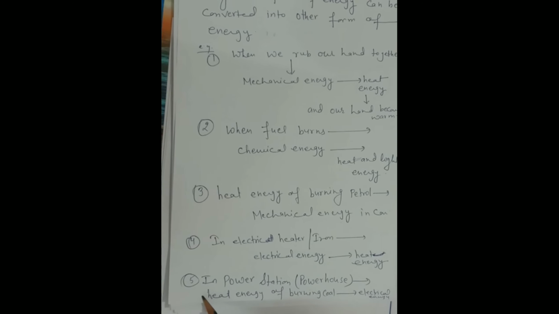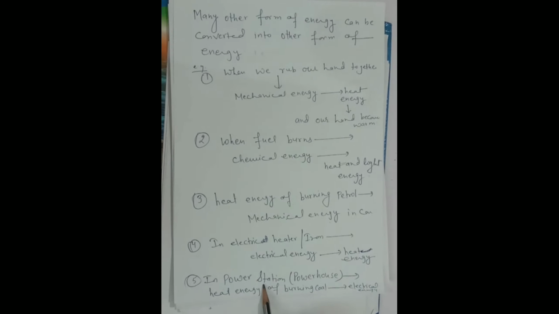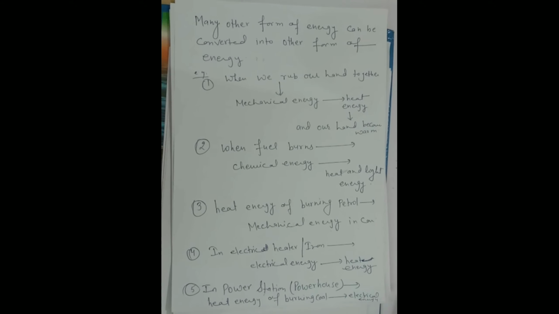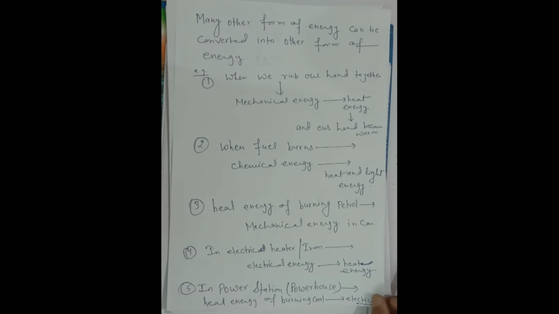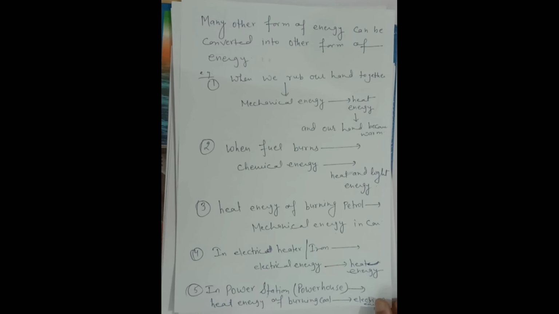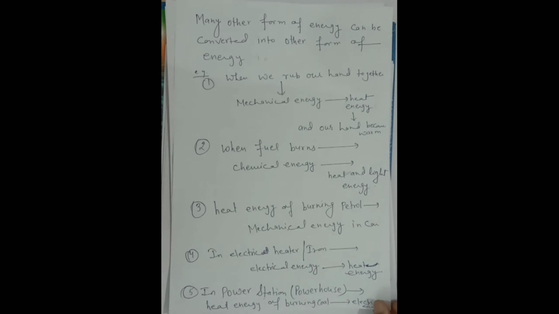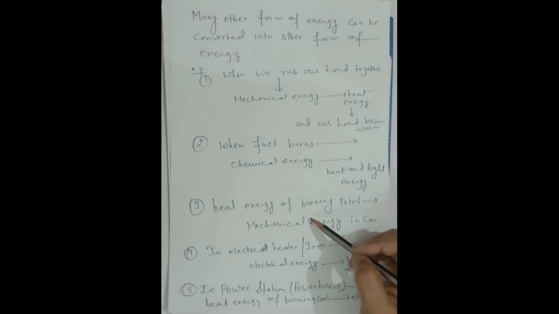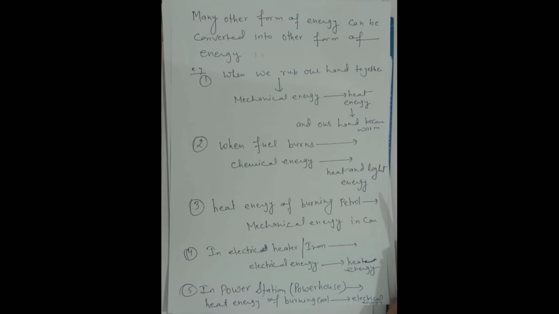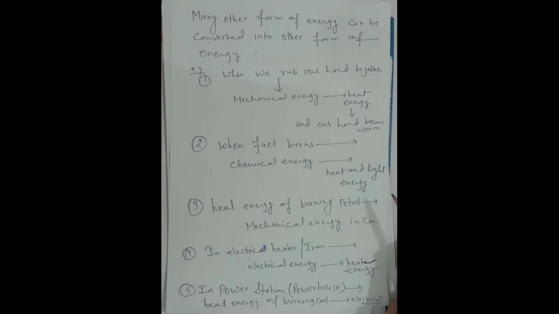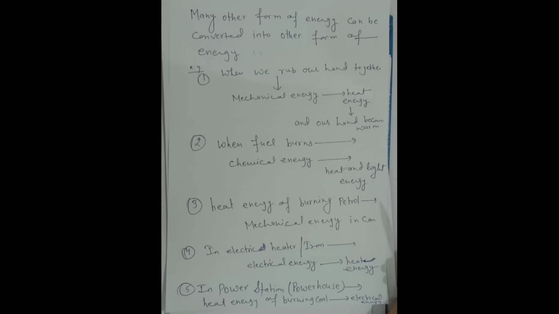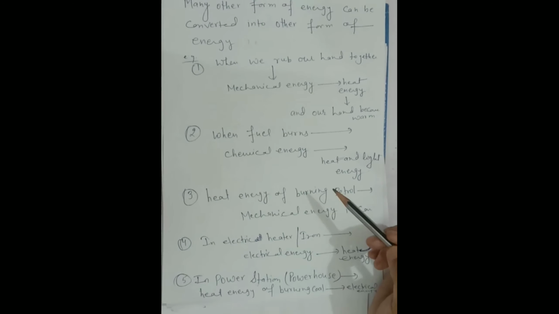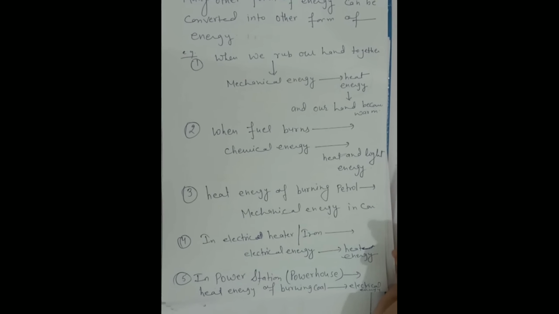We can take one more example. Example number 5. In a power station, that is power house, heat energy of burning coal is converted into electrical energy. So energy can be converted from one form to another form. So, heat is a form of energy which can flow from a body at higher temperature to a body at lower temperature, and it flows till both bodies attain the same temperature. Number 2, forms of energy are interchangeable, meaning one form of energy can be changed into another form of energy.